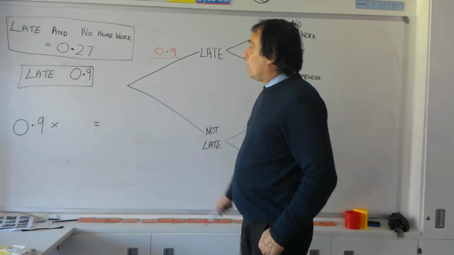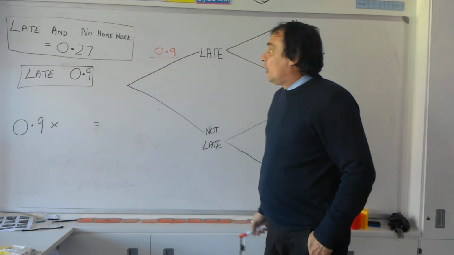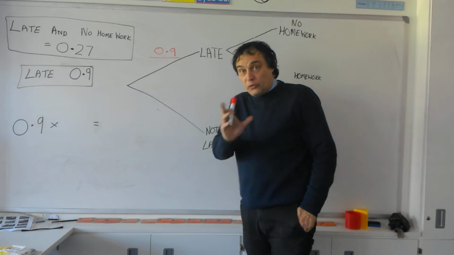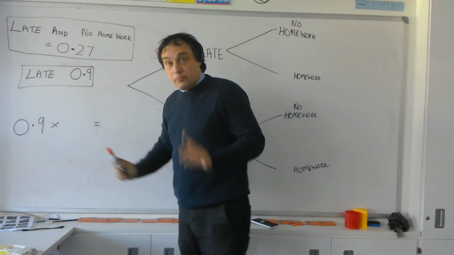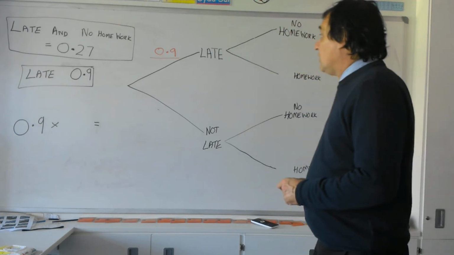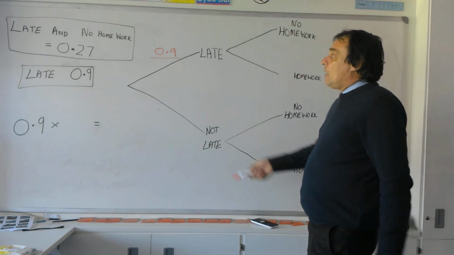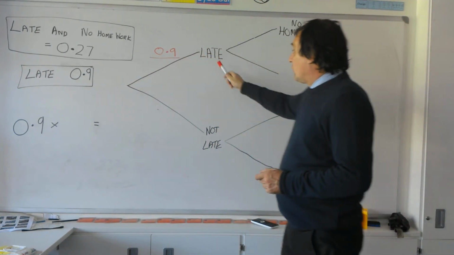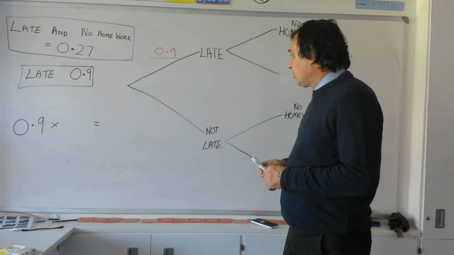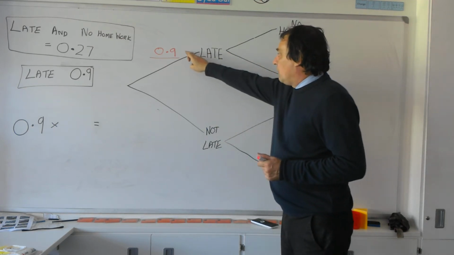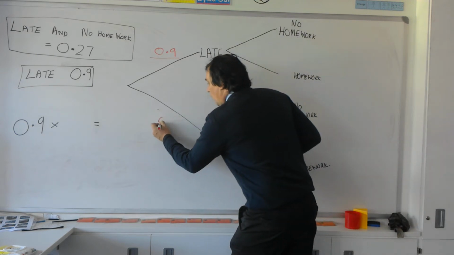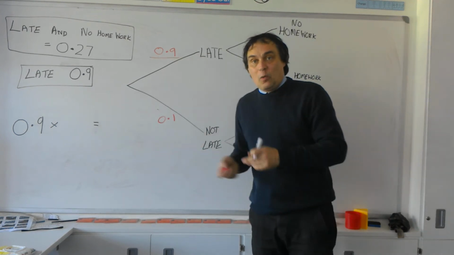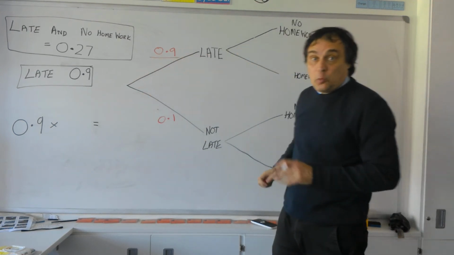But first of all, we're told the probability of someone being late and not handing in their homework is going to be 0.27. But we're also told that the probability alone of somebody being late is 0.9. So I've filled that 0.9 in straight away on my probability tree diagram there, because that's telling me the probability of someone being late. We can also fill in the probability of somebody being not late as being 0.1, because remember 0.9 and 0.1 make up the whole one, and remember these branches here must always add up to 1.